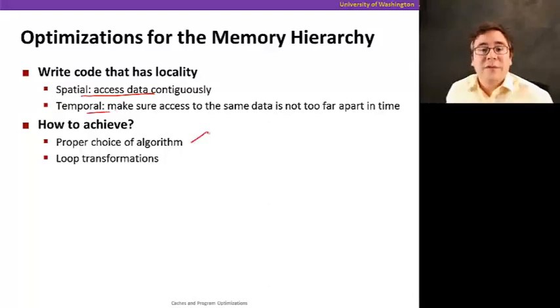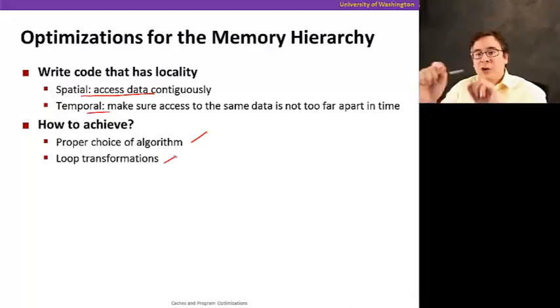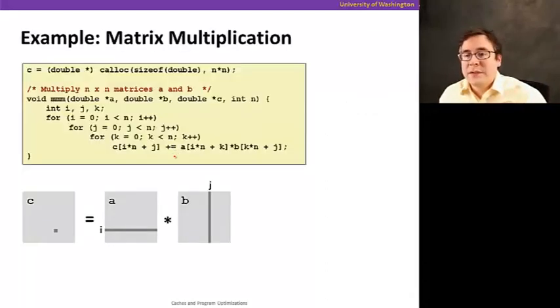There are multiple ways of achieving that, but two basic ones. One is a proper choice of algorithm. Of course, the algorithm itself determines a lot of how the data is laid out and the order of the operations on the data. The second one is loop transformations: how to reorder loops when you're traversing data structures. Let me give you an example that's going to showcase how important this is: matrix multiplication.